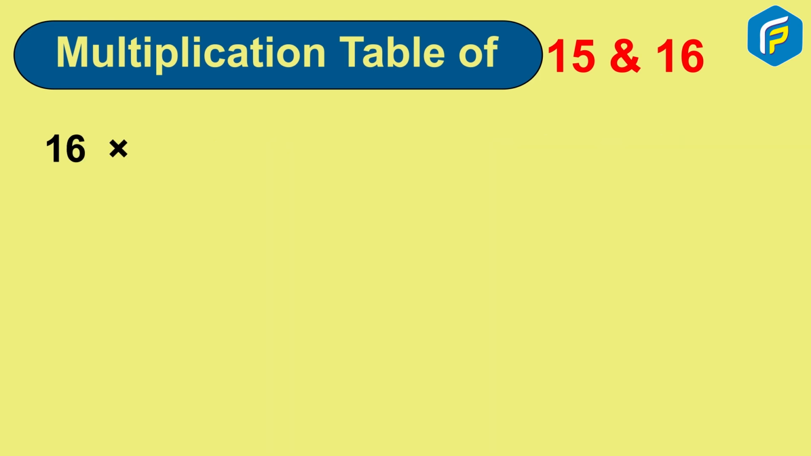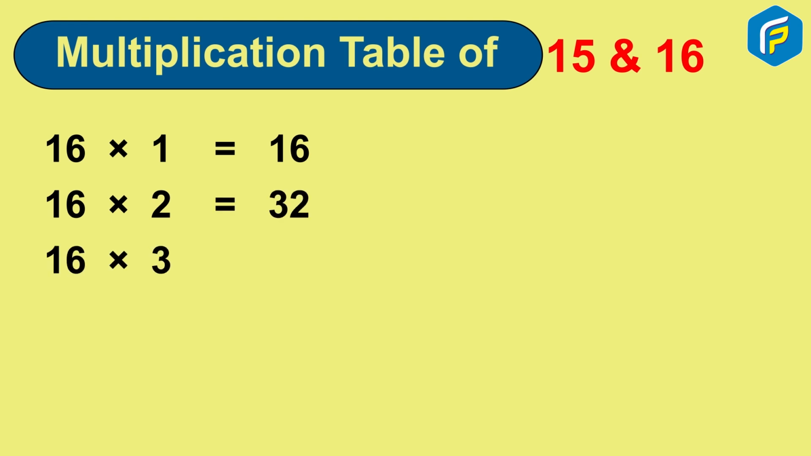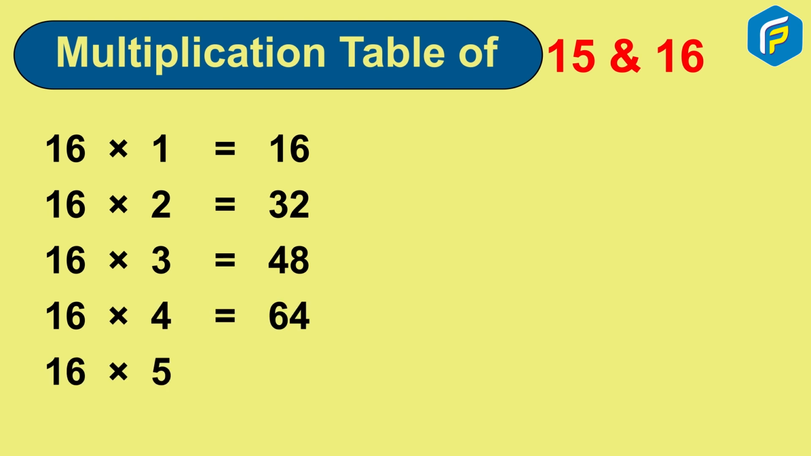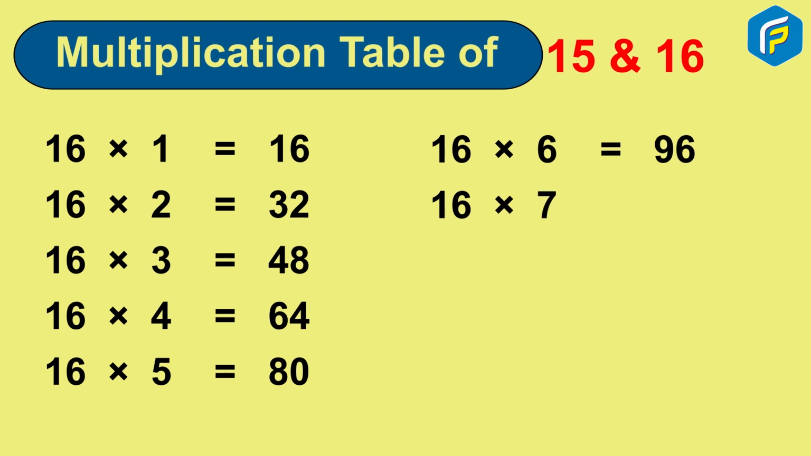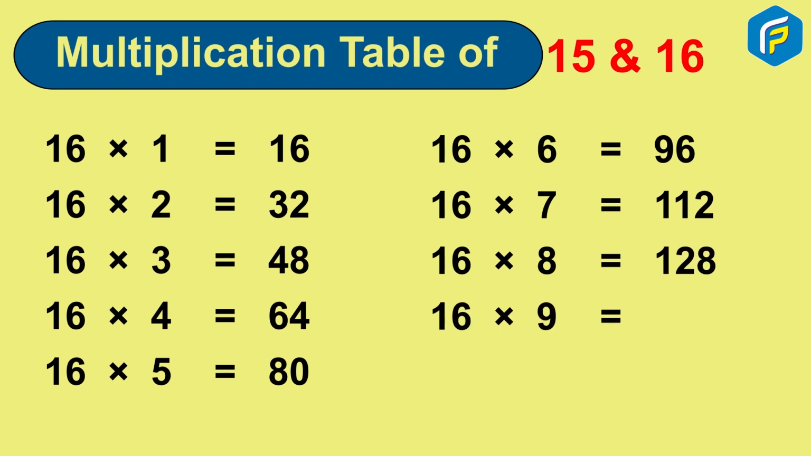16 into 1 is equals to 16. 16 into 2 is equals to 32. 16 into 3 is equals to 48. 16 into 4 is equals to 64. 16 into 5 is equals to 80. 16 into 6 is equals to 96. 16 into 7 is equals to 112. 16 into 8 is equals to 128. 16 into 9 is equals to 144. 16 into 10 is equals to 160.